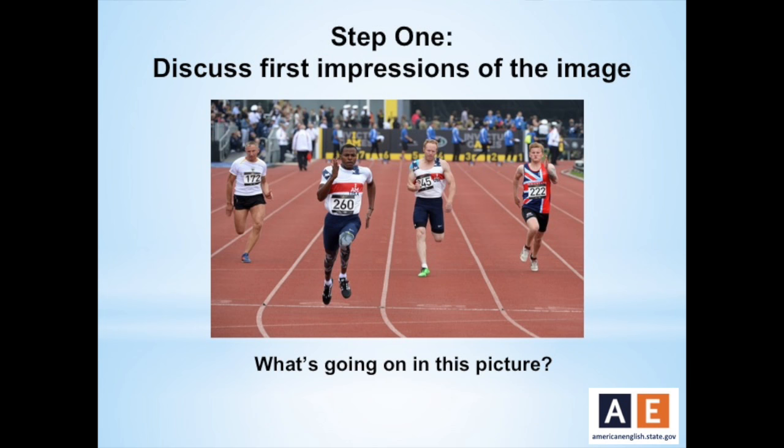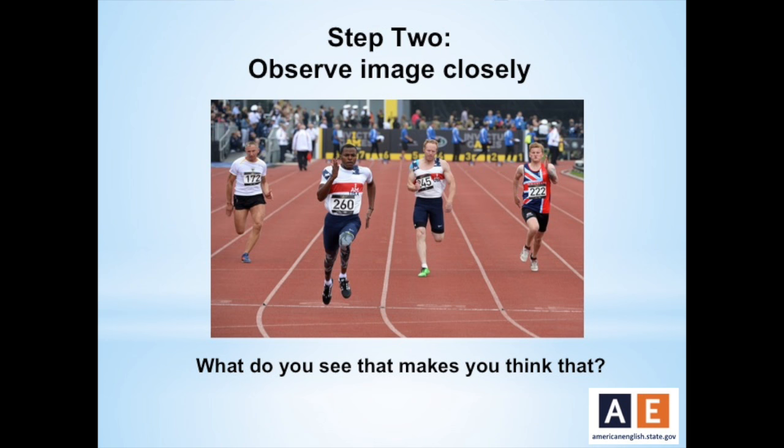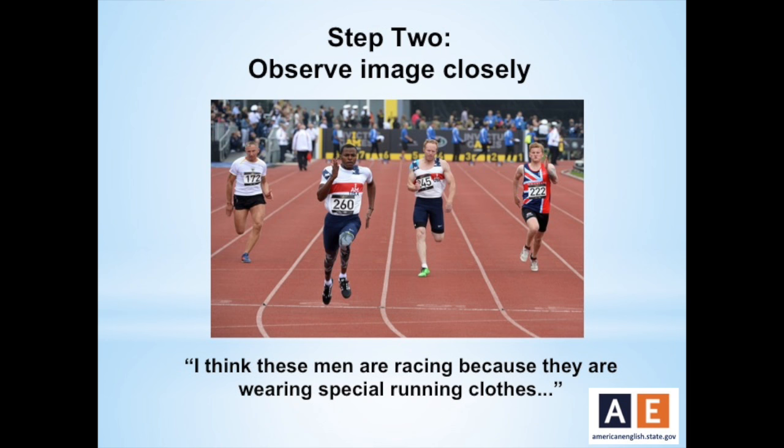Let's try it. What do you think is happening in this picture? Please take a moment to pause the video and think about or write down your response. Responses might include, there is a race, they are in the Olympics, the men are running. For the second step, we need to provide support for our first observations. One might say, I think these men are racing because they are wearing special running clothes. They are also wearing numbers and running on a track. A lot of people are watching and cheering.